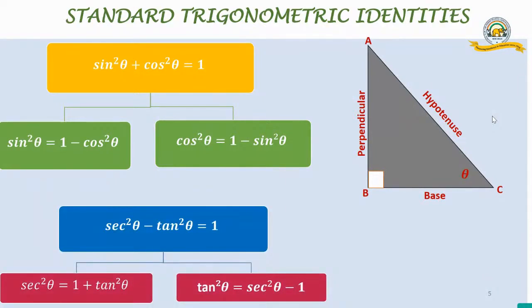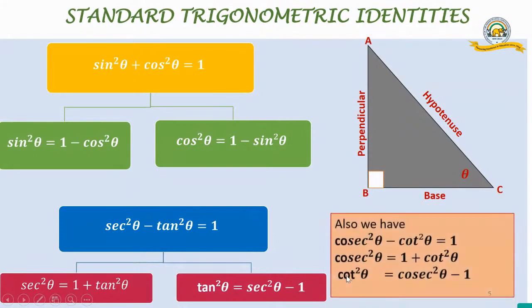The next standard identity is sec squared theta minus tan squared theta equals 1. From this, we can write sec squared theta is equal to 1 plus tan squared theta. What we are doing is just transforming from one side to the other. Similarly, tan squared theta is sec squared theta minus 1. Again, transforming the sides, we can write tan in terms of sec. So these are again standard identities.